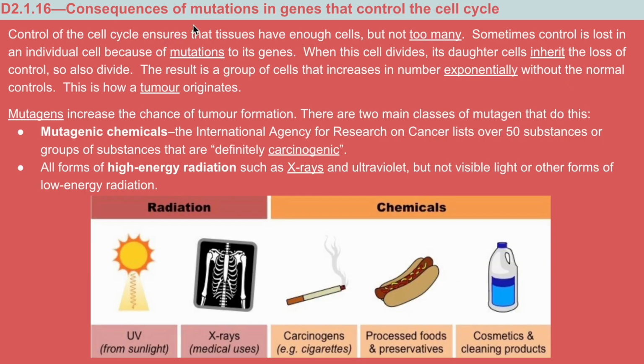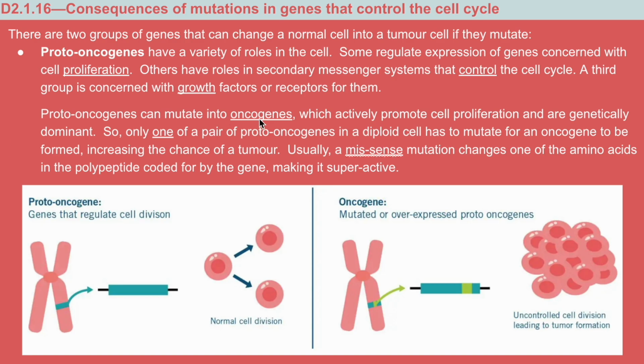Now, sometimes there are mutations in the genes that control the cell cycle. If we have problems and the cell starts dividing out of control, that's what we call a tumor. And there are mutagens that can increase the chance of tumor formation. Mutagenic chemicals: we have over 50 substances that are definitely carcinogenic or cancer-causing. Also all forms of high-energy radiation such as X-rays and ultraviolet rays, but not visible light or other forms of the lower energy radiation.